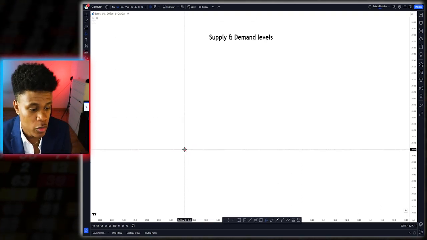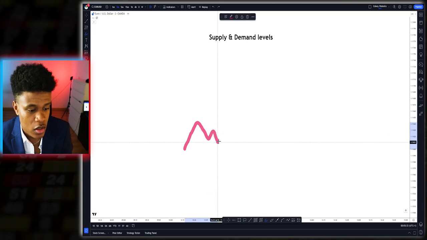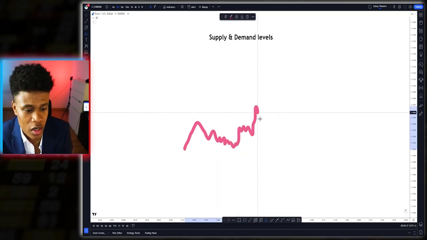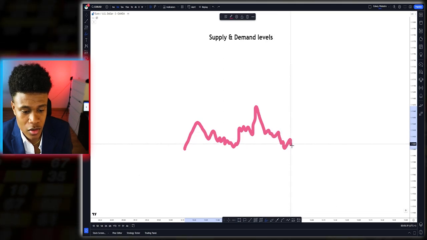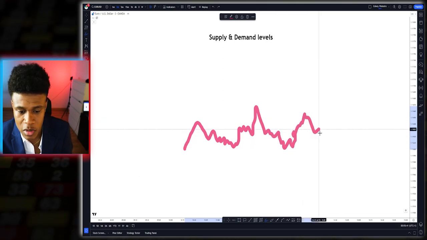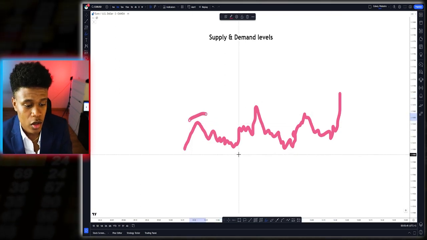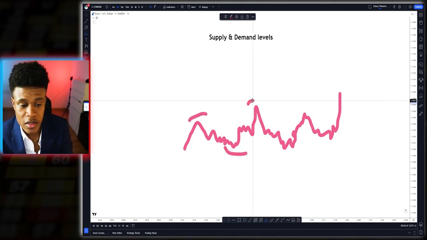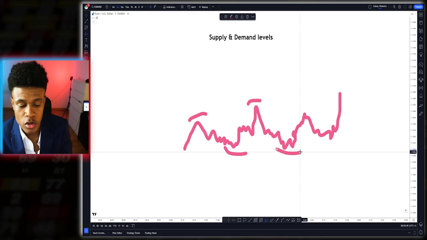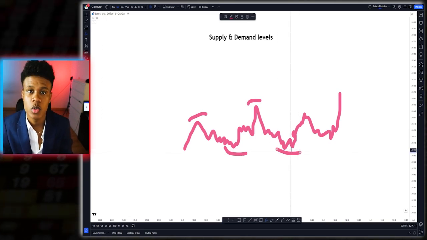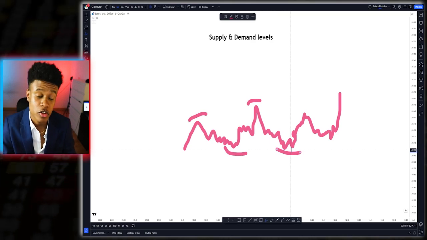But most of the time, you will find a structure like this. Something that takes a lot of time and then does this, and then breaks, and then retraces, and then does this, retraces again, maybe retraces again, and then breaks. You just need to pay attention to what's high, what's low. I'm talking about structure because ultimately, on the extremes of structure, you will find your supply or demand levels.